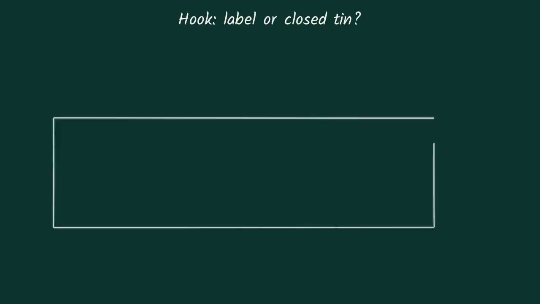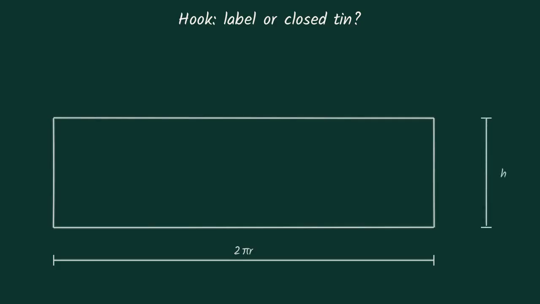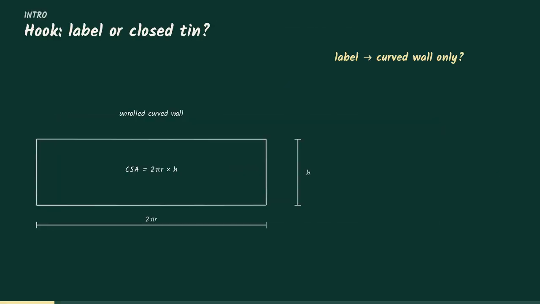A paper label wraps only the curved wall of a tin, but a closed tin needs that wall plus both circular ends. Same cylinder, 2 answers. Which one did the question ask?